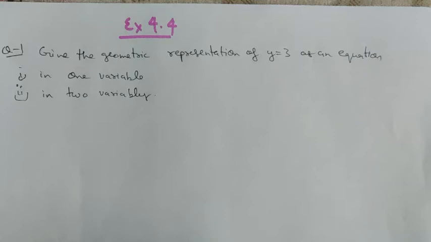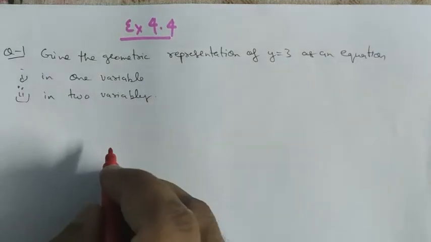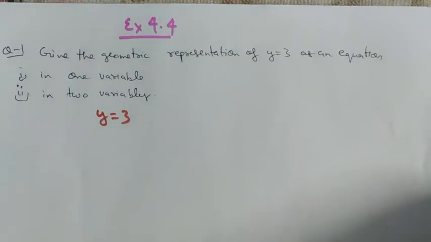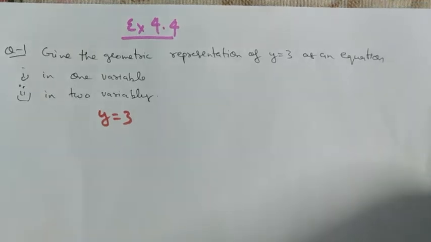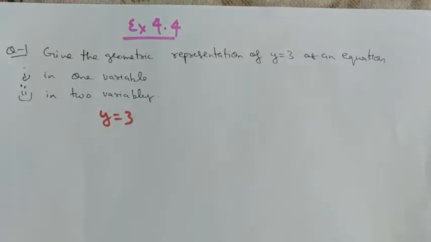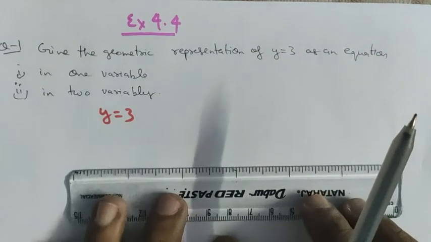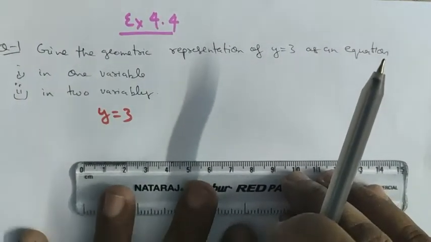Okay. Exercise 4.4, question number 1. Give the geometric representation of y equals 3 as an equation in one variable. So for one variable, y is equal to 3. I have told you that for a linear equation in one variable, the graph will be a point on the number line. So we will simply draw a number line.